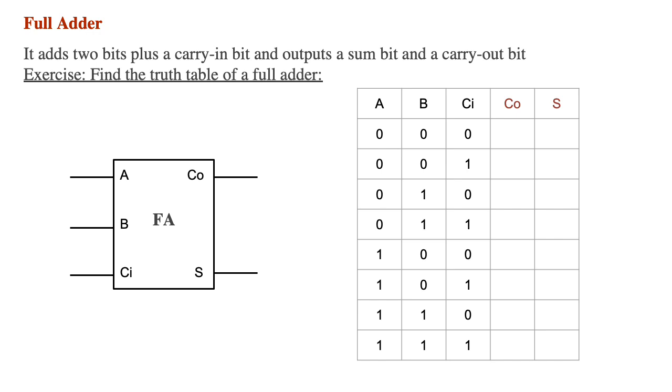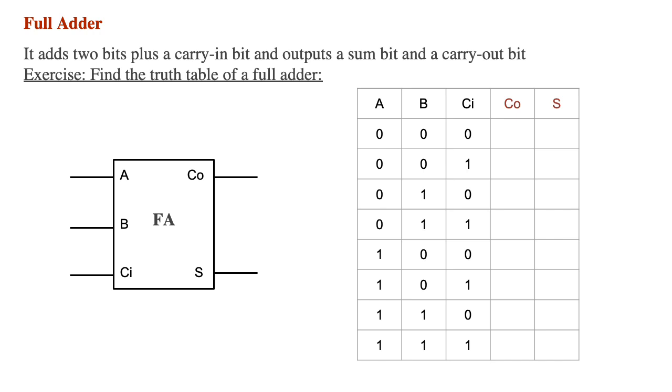Since we're dealing with binary numbers, then the maximum number we can reach is 1. And if the result of the sum is 2 in decimal, the sum bit is going to be 0, and then you're going to have 1 at the carry out. We'll see further examples once we complete the truth table of the full adder.